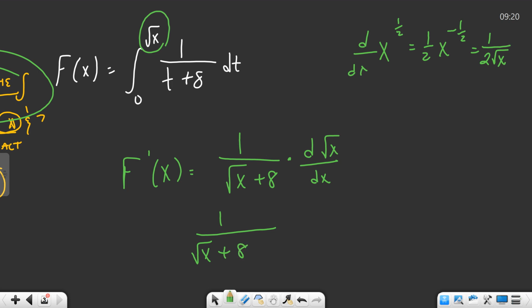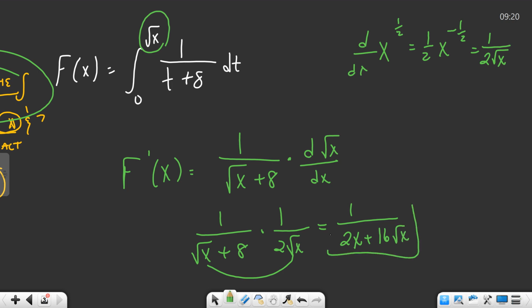So we could rewrite our answer like this: 1 over radical x plus 8 times 1 over 2 radical x. Maybe written a little bit simpler, or you could go in and distribute here. These two things multiplied together would give me 2x plus 16 radical x. So I would think either one of these would be acceptable, but more than likely we're going to be looking to type in that as our answer.